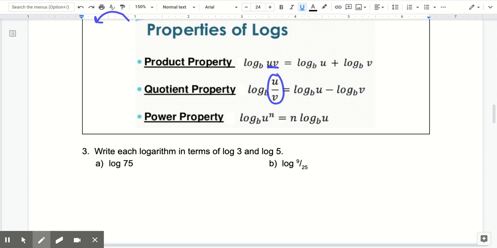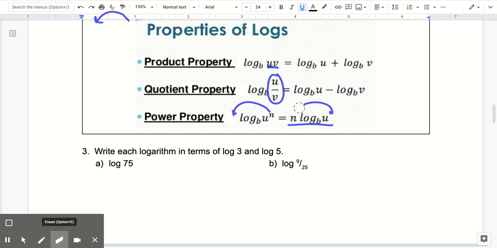And then the power property, I call this the down and front property. If you're taking the log of something to an exponent, you can bring that exponent down in front, and it becomes n log base b of u. You can also do this the other direction. If something's down in front, you can pop it back up to the exponent if you want to. Okay, so that's the down and front property. That one's my favorite because we use it a ton.